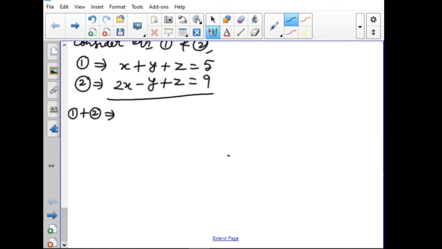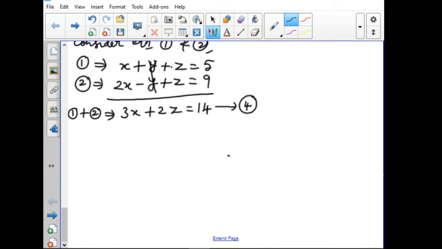Adding, what do we get? x means 1x, and 1x plus 2x is 3x. Plus y and minus y cancel, so the remaining is the z term: 1z plus 1z gives 2z. Adding the right sides, 5 plus 9 equals 14. So 3x plus 2z equals 14. You have to give this new equation the name equation number 4.